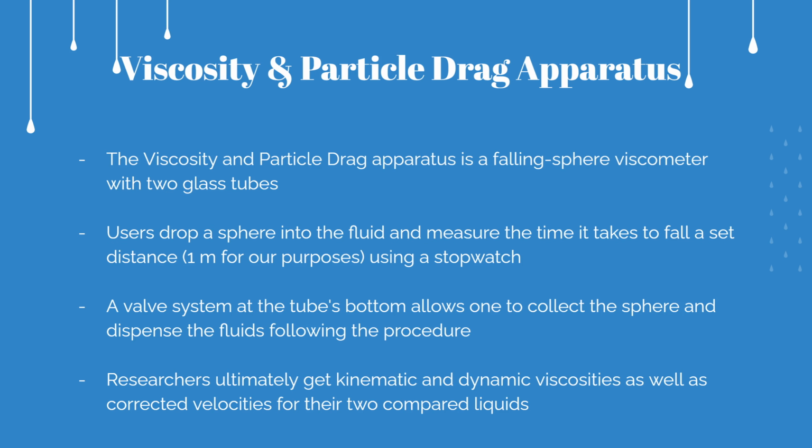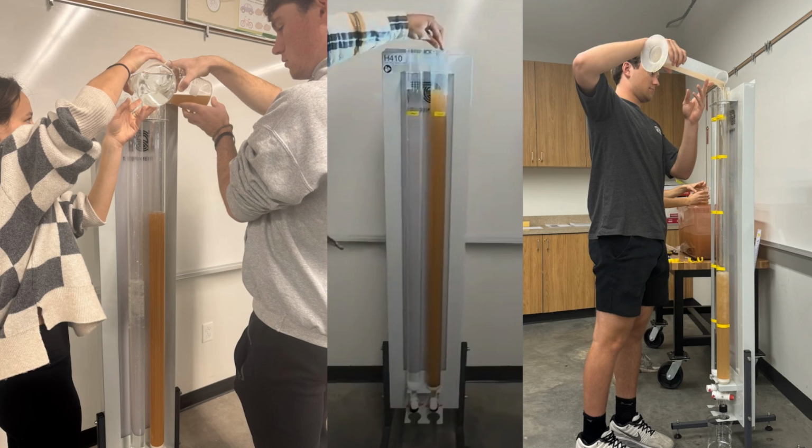At the bottom of each tube, there's a valve that allows for you to collect your sphere and dispense your fluids after you have conducted your experiment. From this apparatus, you can ultimately get kinematic and dynamic viscosities, as well as corrected velocities for the two liquids that you are comparing. For our procedure, we poured our two liquids into the parallel tubes and then recorded our 1 meter distance and marked the distance off with tape. We then dropped our balls one by one into the tubes and recorded the time it took for each ball to travel the 1 meter.